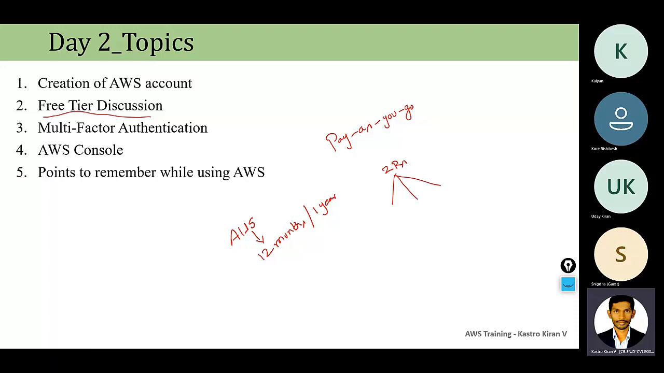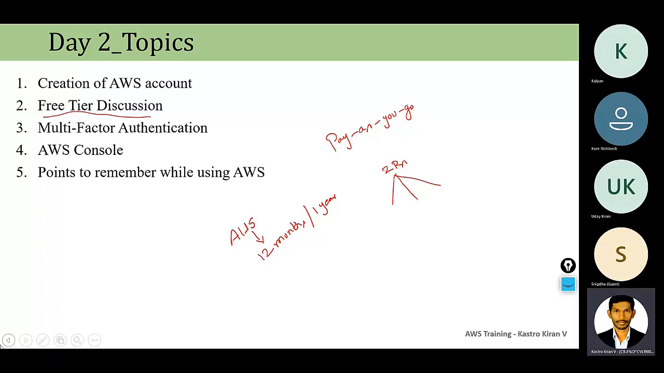Now, once you create an AWS account, it will be valid for 12 months or 1 year. After 1 year, you have to create a new account. So you should not use the same old account which has exceeded its lifetime. So the lifetime of any AWS account is 1 year. That you remember.